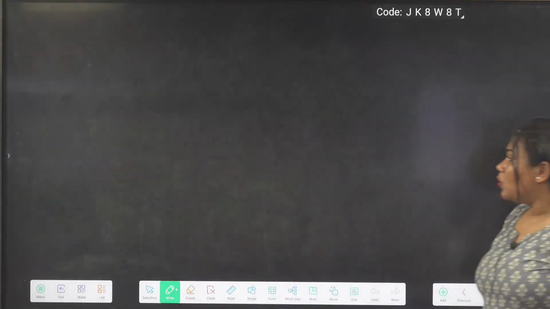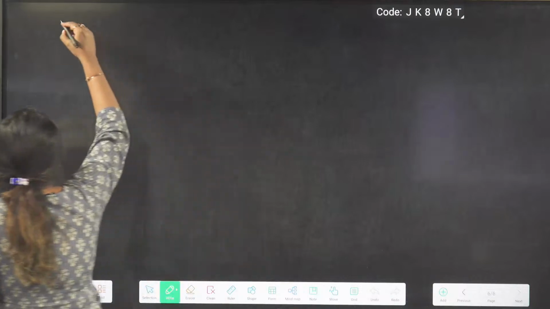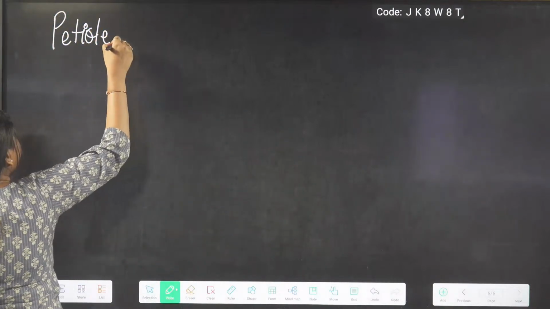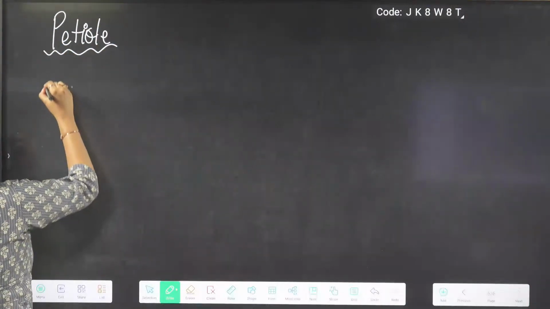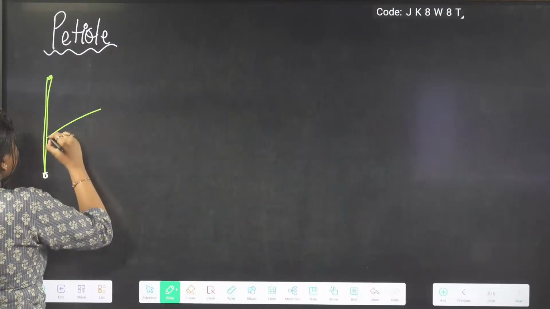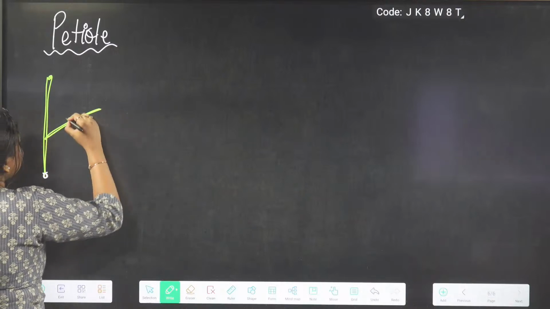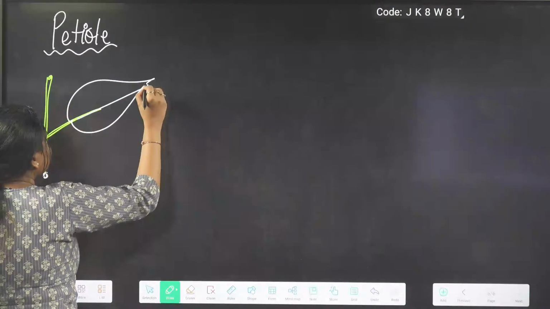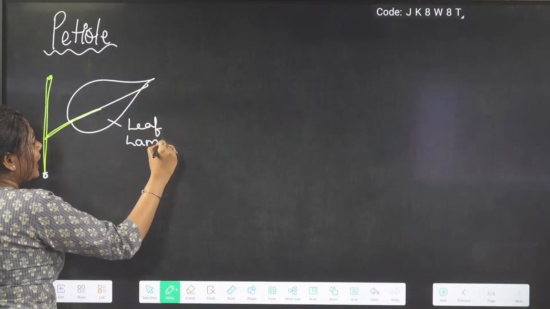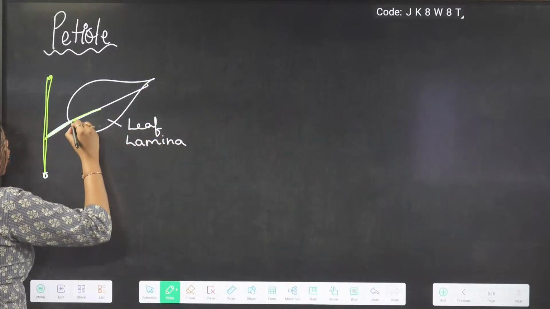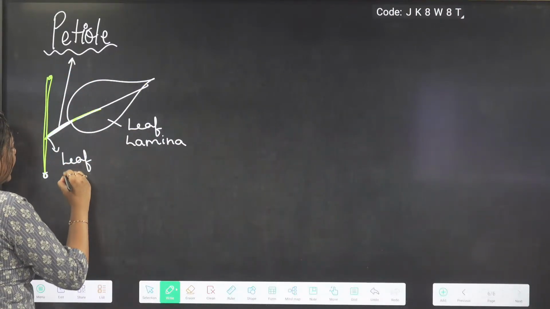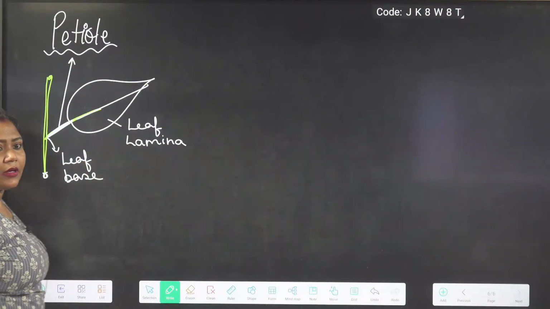Okay, now what is petiole? Now, this is again your stem. Petiole is the stalk that connects the leaf lamina to the leaf base. Okay?